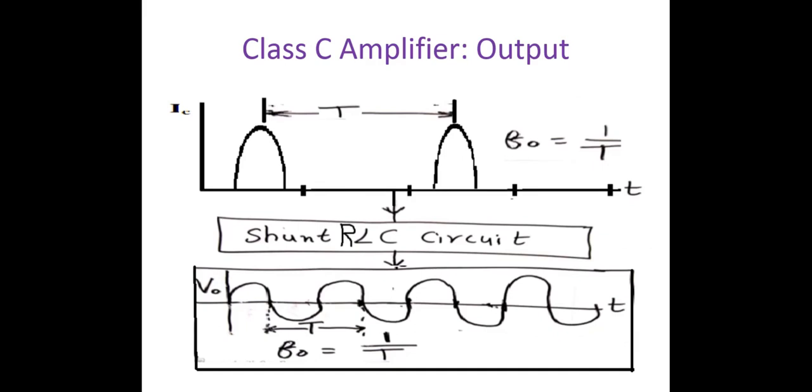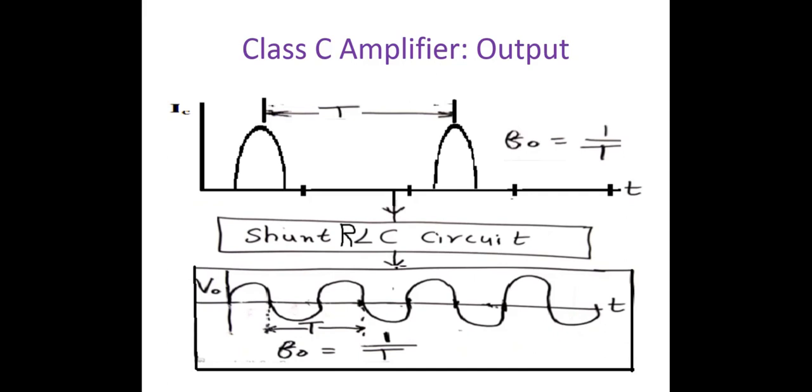When a current which is periodic, with the fundamental frequency equal to the resonant frequency of the RLC circuit, and here we are talking about a shunt RLC circuit, passes through that shunt RLC circuit, a sinusoidal voltage develops across the RLC circuit, which has the frequency equal to the resonant frequency of the LC resonant circuit.